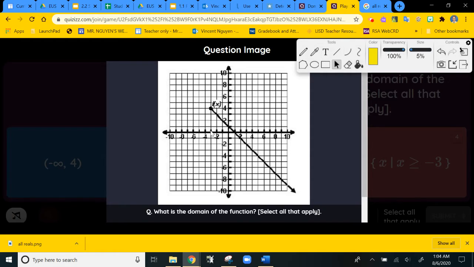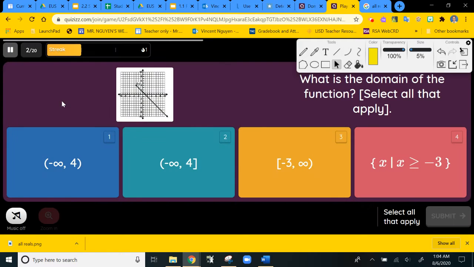So we can say that anything greater than -3 will be the domain, right? And there's a closed circle here, so we know that we're going to have to include that -3 value. Okay, so it's going to be equal to that value as well. So keep that in mind, from -3 to infinity. Okay. All right, let's get back to our problem over here. So -3 to infinity, this is one of them. I'm going to select that one.